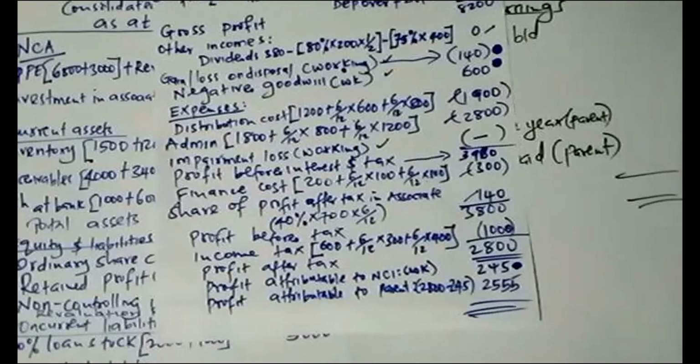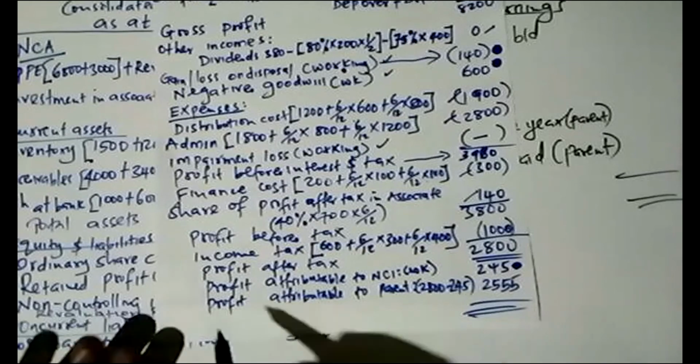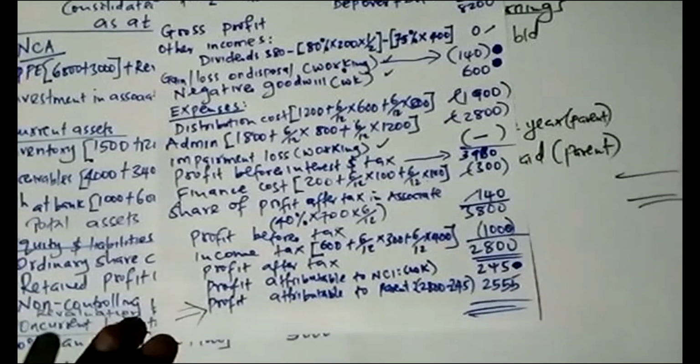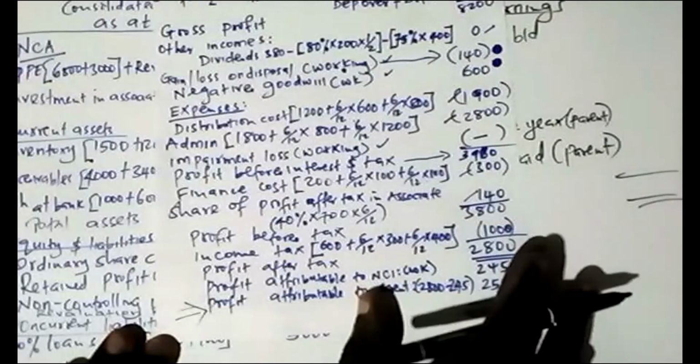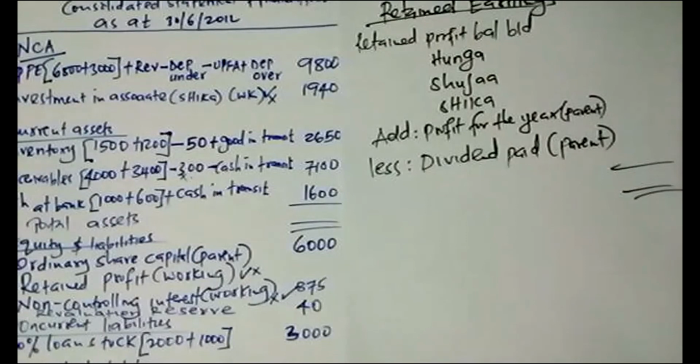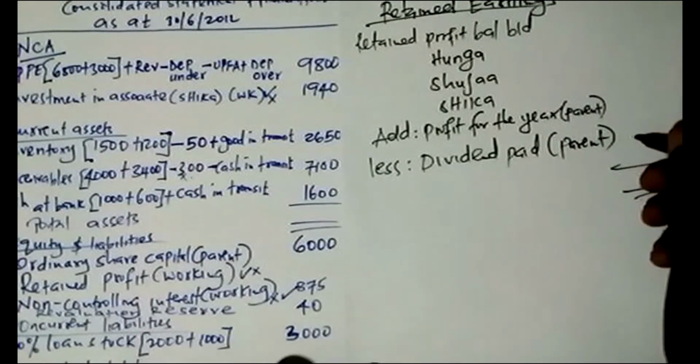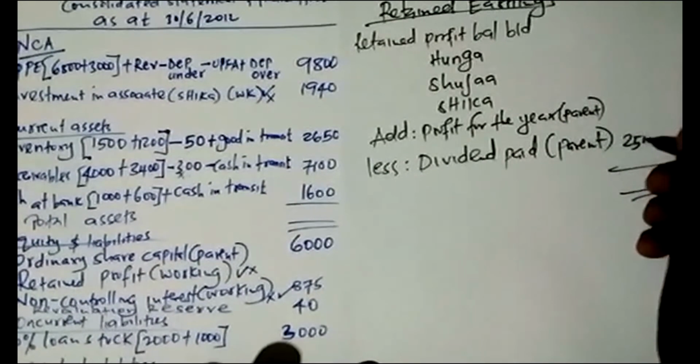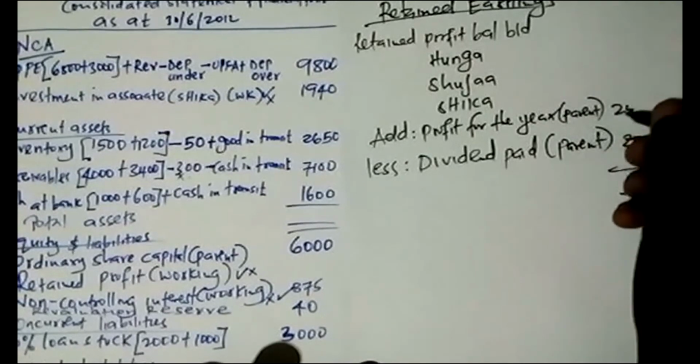Profit for the year, I can start from that. Profit for the year attributable to the parent is the one we got here, from the income statement we prepared. So this one is 2555.